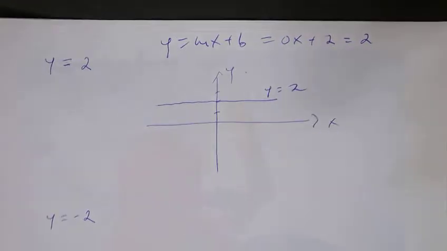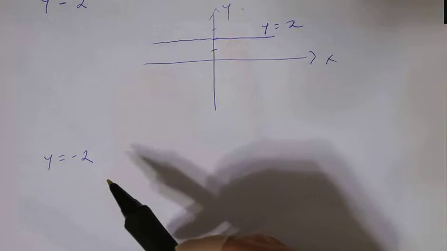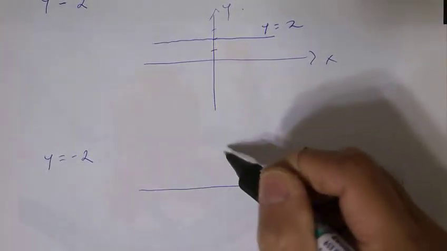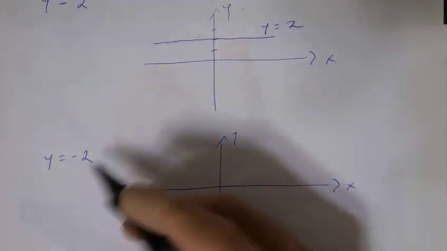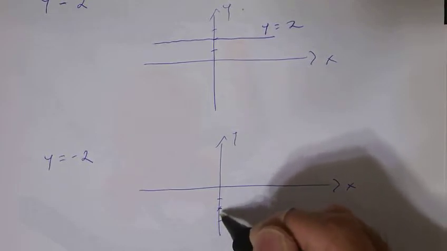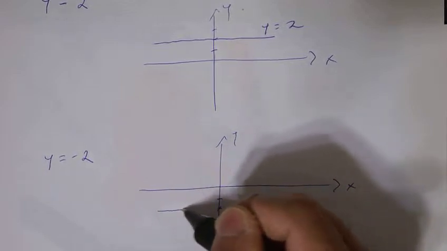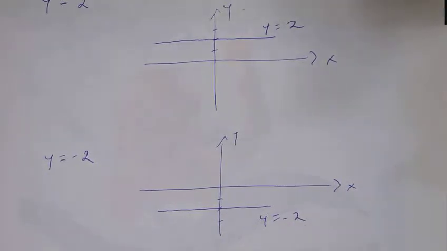Okay? And then next, you have y equal to -2. In this case, it's also flat. If you sketch it as a special case, because the y-intercept is -2, you mark this point on the negative part of the vertical axis. So -1, -2 here, you have a horizontal line. Then you have y equal to -2. So this is another special case.